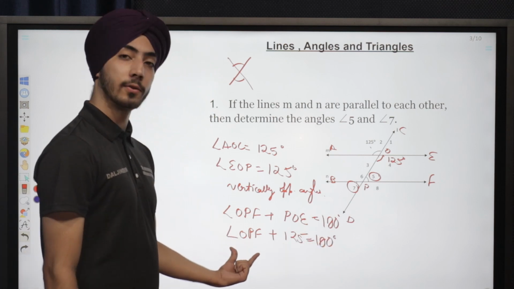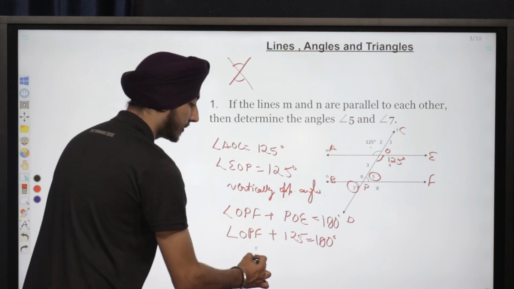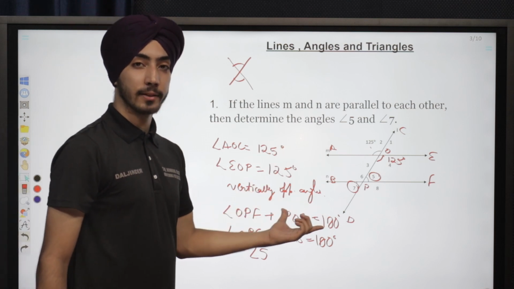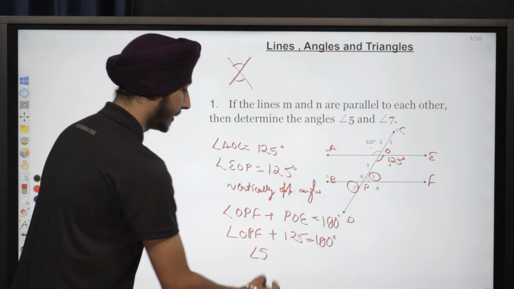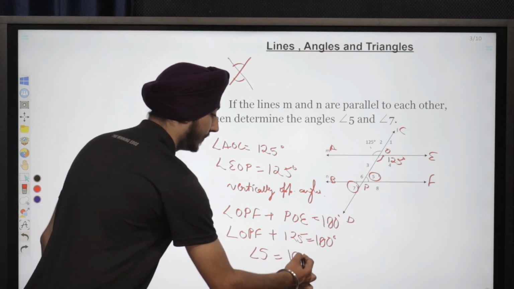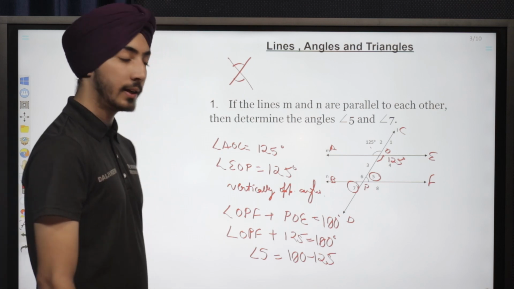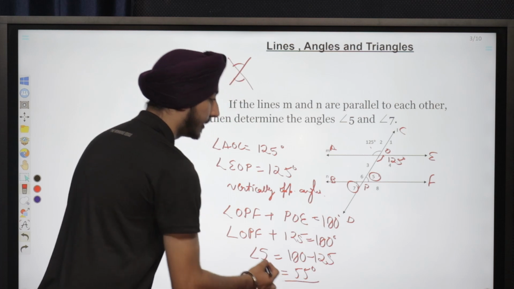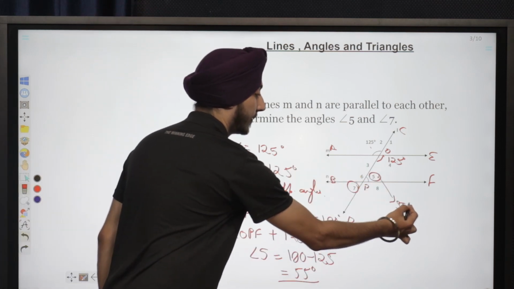So what will be the value of OPE? Or you can say angle 5 also. Okay, I'm directly writing down angle 5. I'll just write down these alphabets to explain you better. Otherwise, you have to write down in terms of 1, 2, 3, 4 only. So angle 5 will be 180 minus 125. Right? This will be equal to 55 degree. So angle 5 here comes out to be 55 degree.